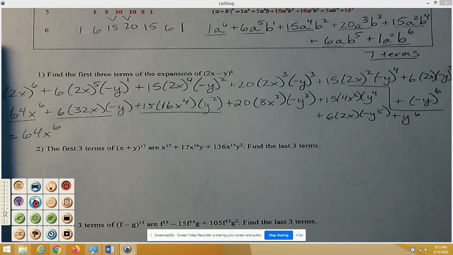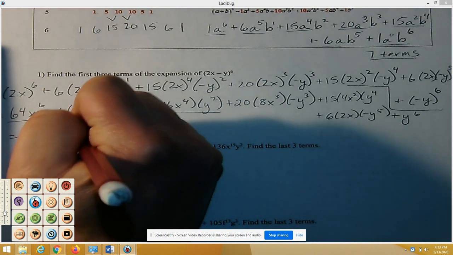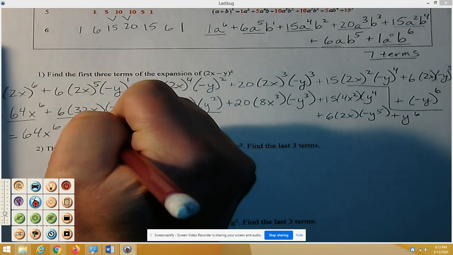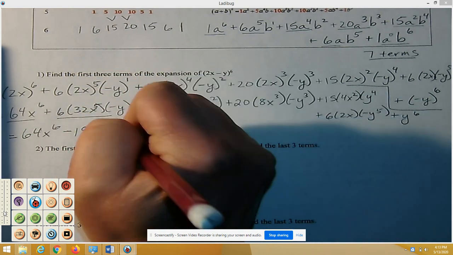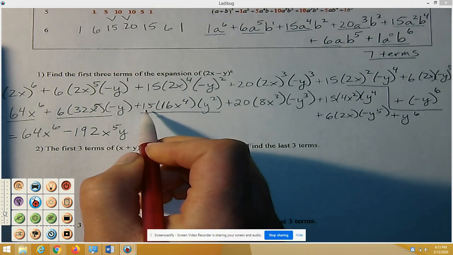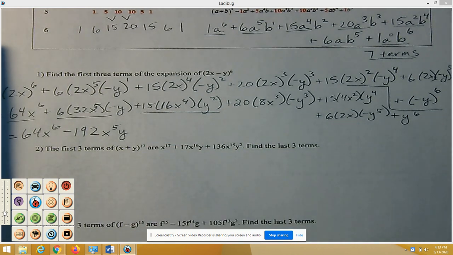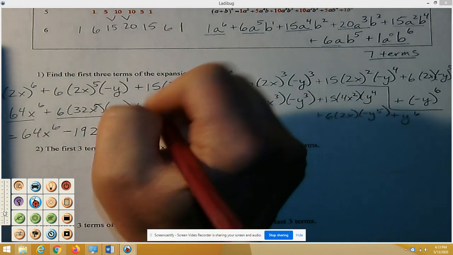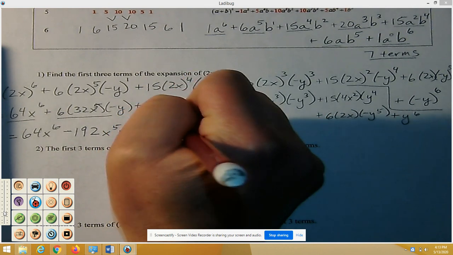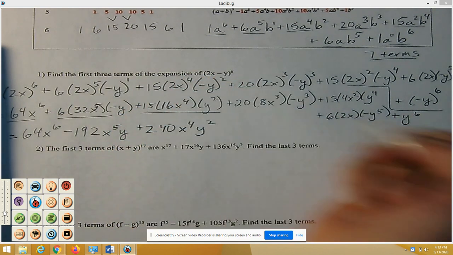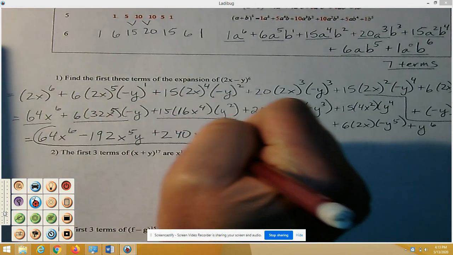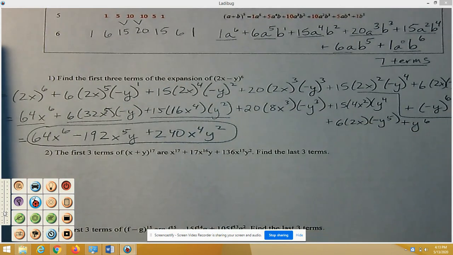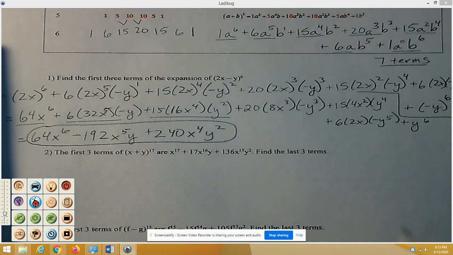Love distance learning. All right, so 6 times 32, but times the negative will be negative 192 x to the 5th y. I forgot the 5 there. And now I'm going to do 15 times 16, and I'm going to get positive 240 x to the 4th y squared. And I certainly could be done with the question at this point. So this is the answer to this question, but I did all this extra. So at this point, I'm just going to keep going.